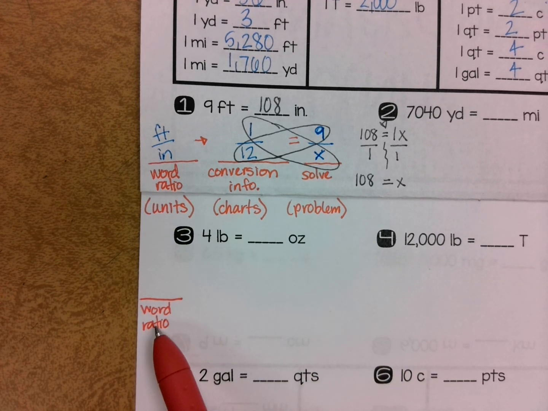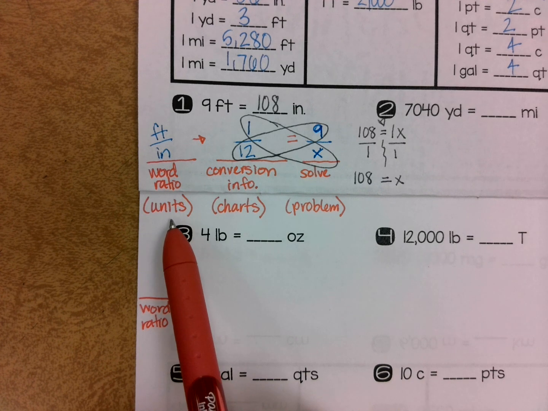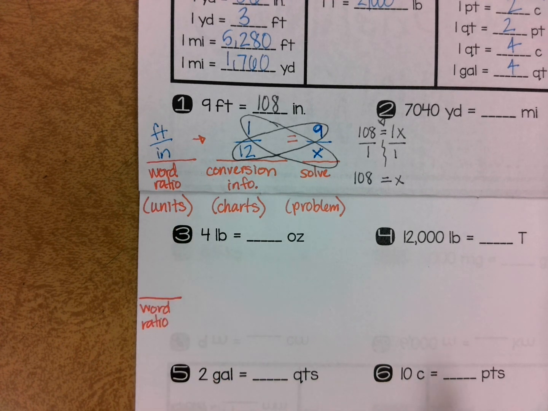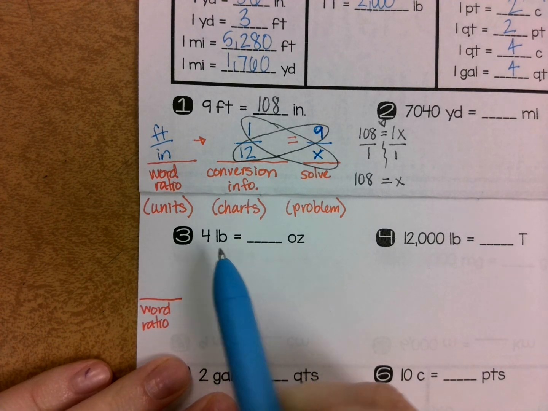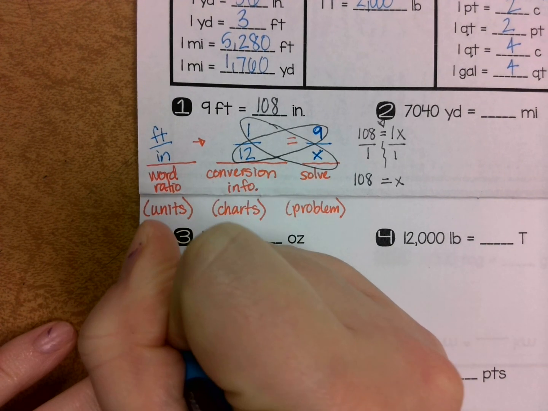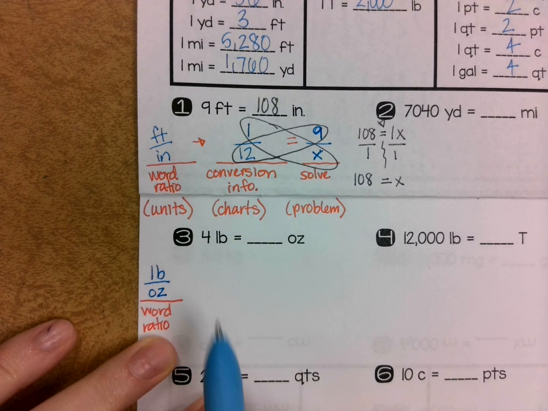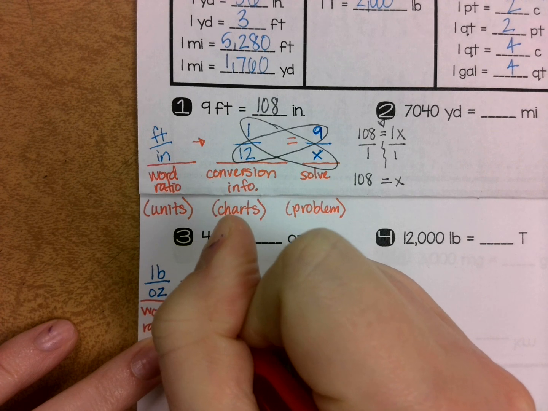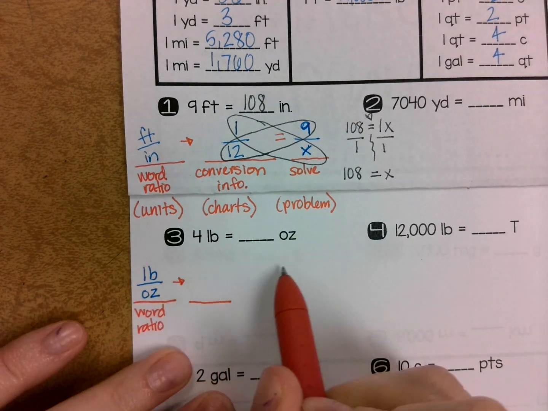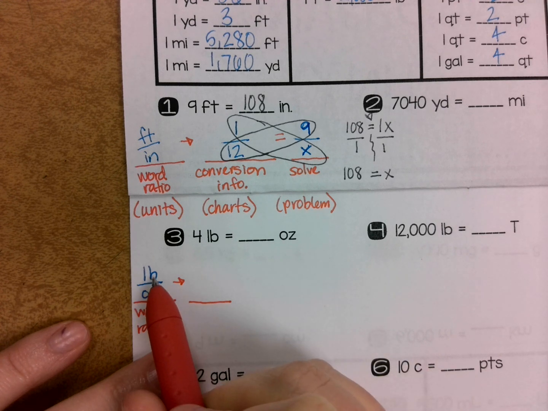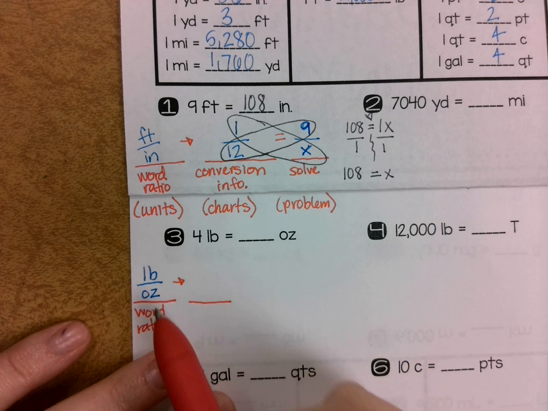And again, that word ratio information, those are the units that we have in the problem. What units do we have in this problem? We have pounds and ounces. Pounds and ounces. Again, it does not matter what goes on top or bottom. It just matters that we keep whatever numbers on top with that unit, whatever numbers are on the bottom with that unit.